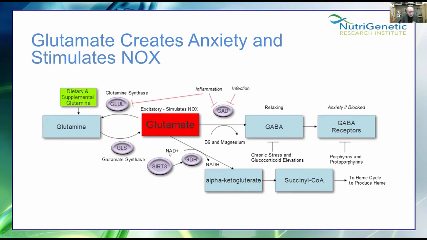Our good friend NAD is needed to take glutamate and turn it into alpha-ketoglutarate. This is your Krebs cycle, which then becomes your succinyl-CoA, which feeds your heme cycle.